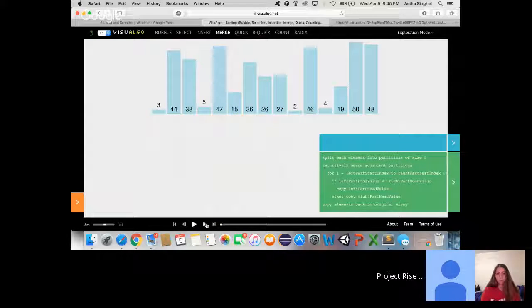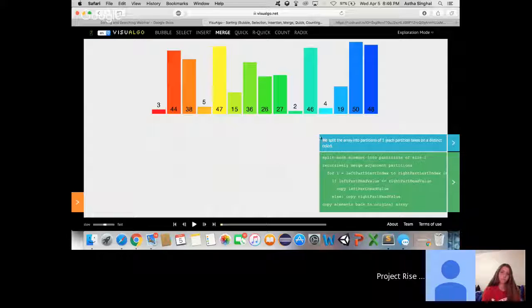Okay, so the first thing it's doing, as we can see right here, is trying to break it up into, and it says right here, breaking up the array into partitions of 1, and they do it by different shades of color. Personally, I don't like how they do it here, just because 3 and 44 look like the exact same shade to me, but I think it's just because I'm not very good at seeing between shades. But the idea is that it's going to break apart into arrays of 1, each element being its own array.